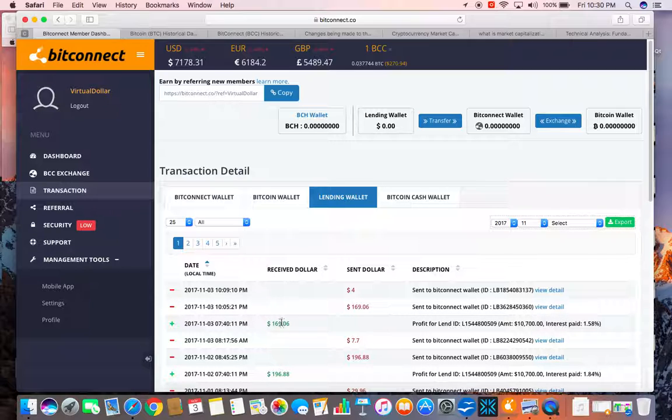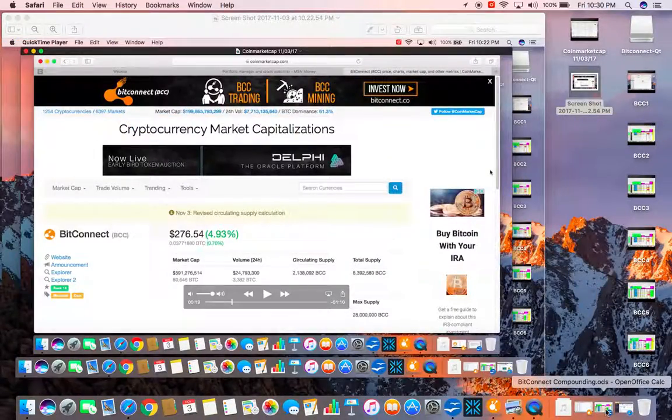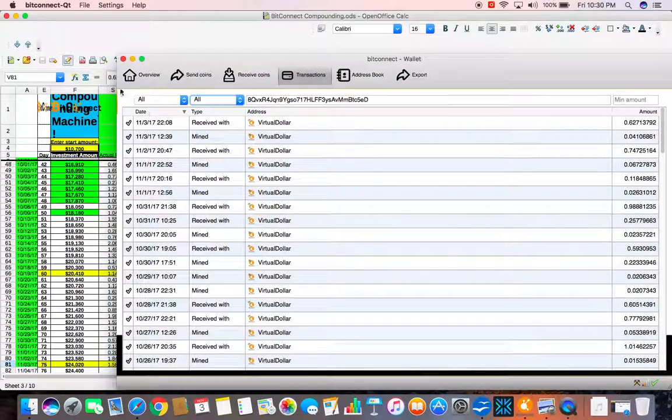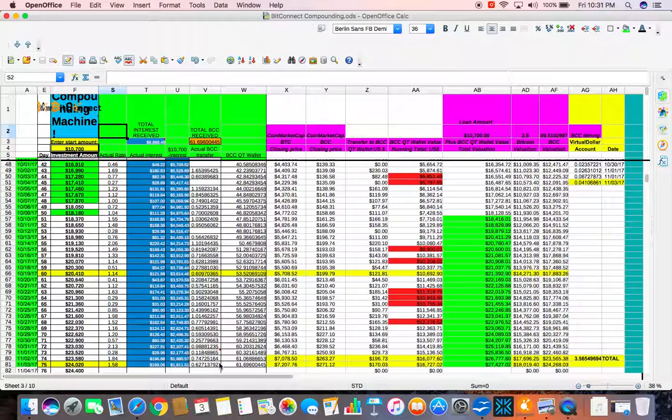That equates to $169.06. Gonna bring you back to my spreadsheet. Here's the 169.06. This is the amount that's being transferred into my QT wallet. Here's my QT wallet, my address. This is today. Here's the amount right here. Okay. Again, this and this equals the running total, the closing price, which the market just kind of closed.